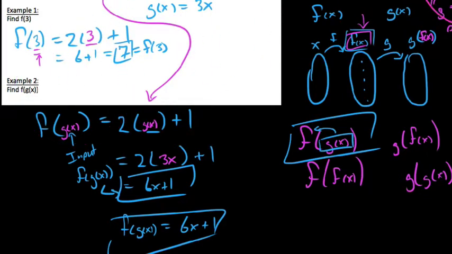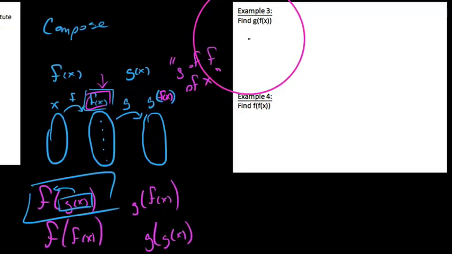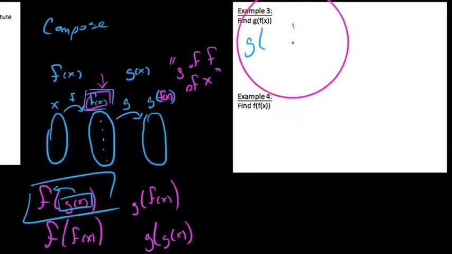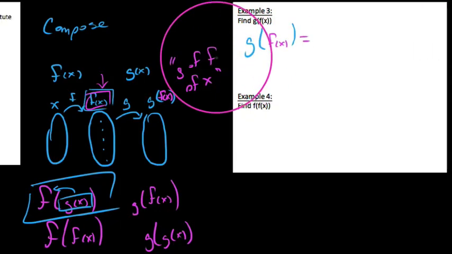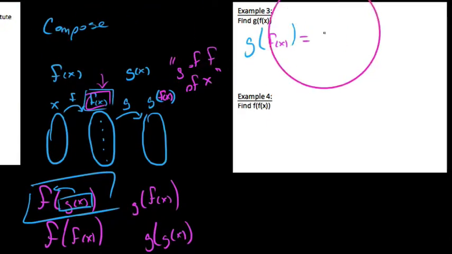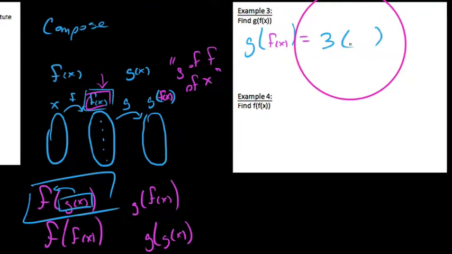Okay, so we're going to try this again here. This time, I'd like to find g of f of x. And my question is, is g of f of x going to be the same thing as f of g of x? So we're plugging f of x into g of x. Let's talk about g of x's rule now. G of x said 3 times the input. So we're going to write 3 times blank, and we're going to put in our input.